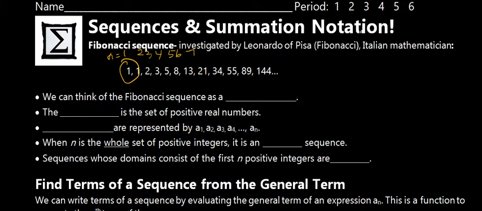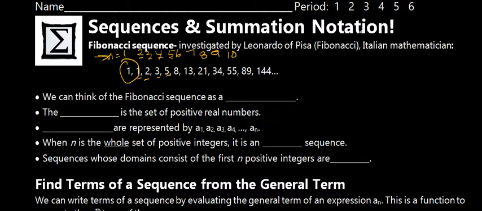Each of these values or terms, 1, 1, 2, 3, 5, is set up in a sequence that cannot be altered in their placement, and we like to call that placement n. So the first term is 1, the second term is 1, the third term is 2, the fourth term is 3, and so on. So n is very important.